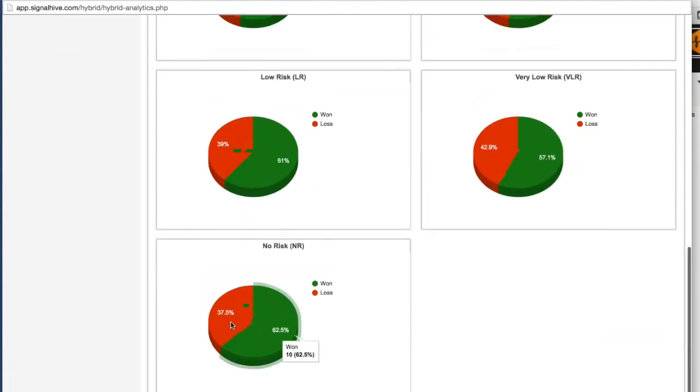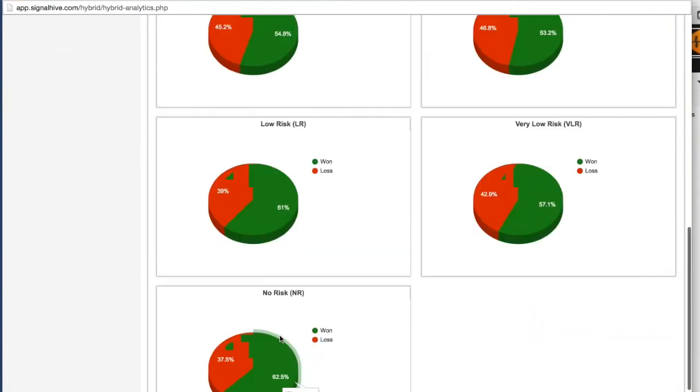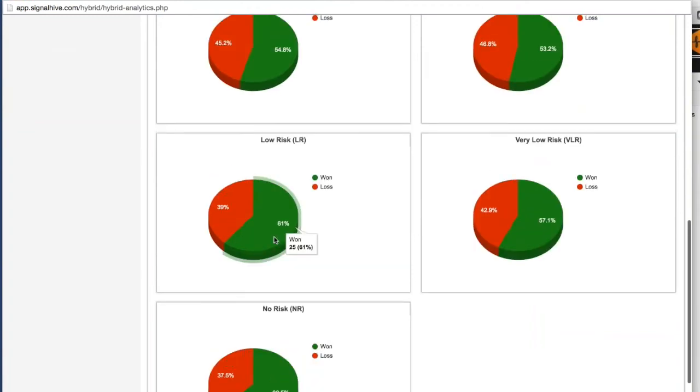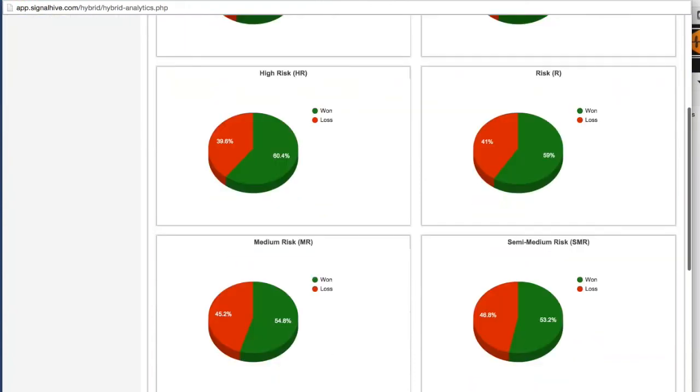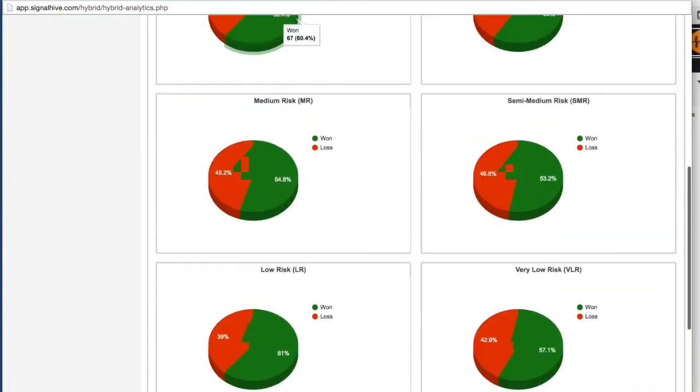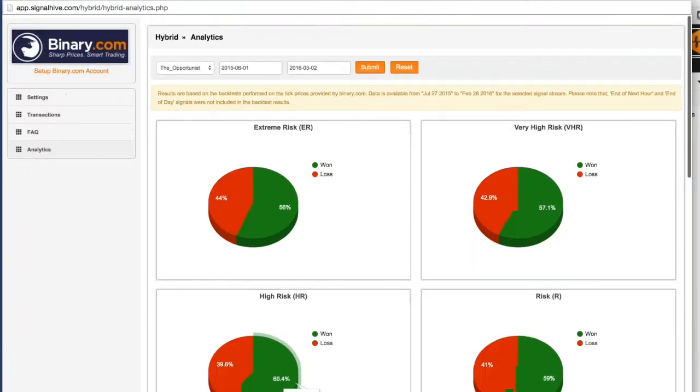And at no risk, which is just very few signals, you get a 63% win rate over time with him as well. And I think at LR 61. So again, you can kind of manipulate this how you like and choose what settings you like. But what it shows here is that, yeah, he is a candidate for FAT trading, but you have to go down the risk spectrum.